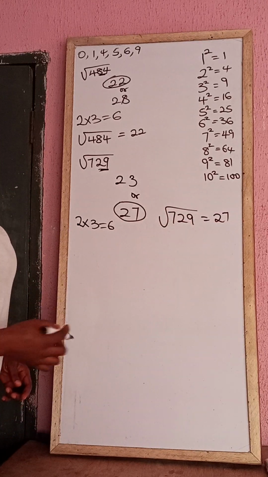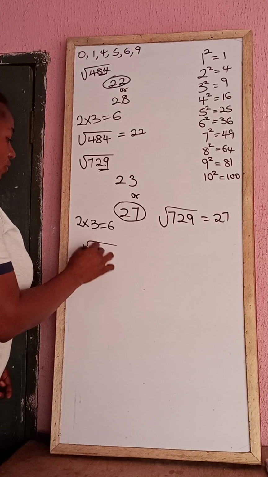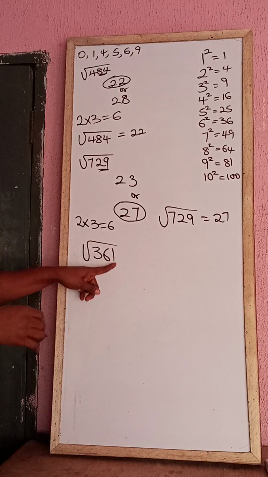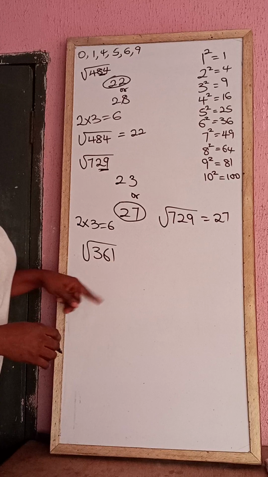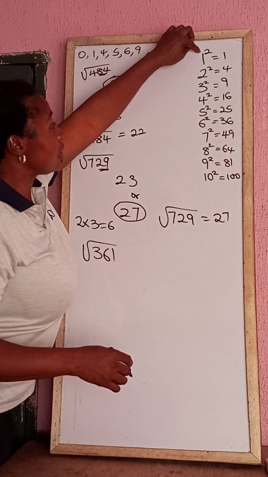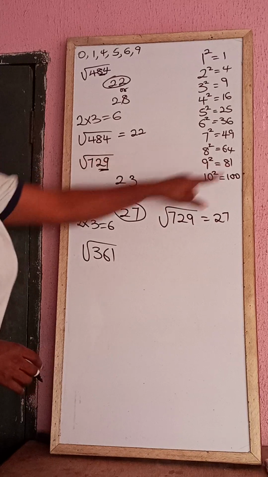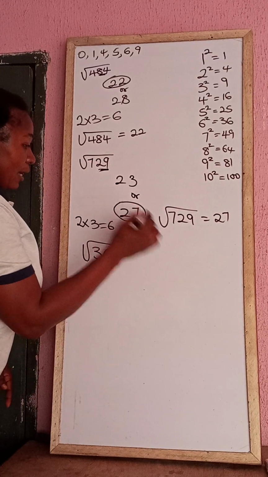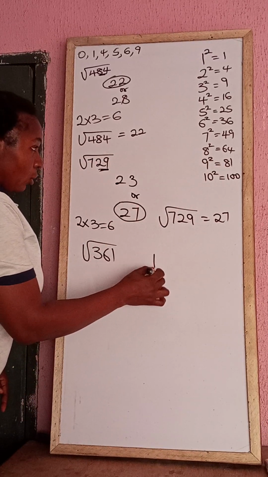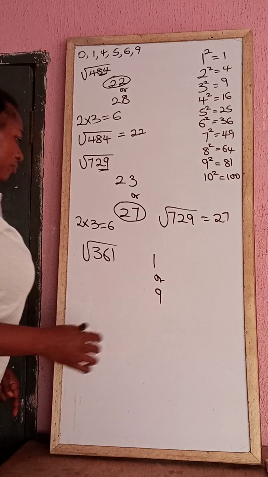Let's also take another example. Let's look at the square root of 361. 361, the last digit is 1. The one that leaves the last digit of 1 is either 1 or it is 9. When you look at this, you have 81 here. So we are saying for our answer, the last digit is either 1 or it is 9.